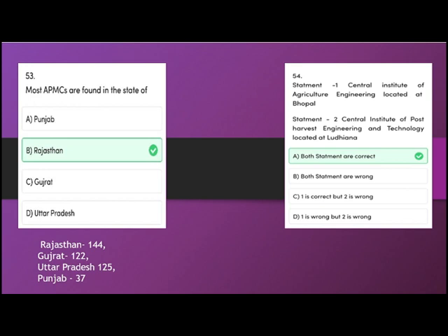Now come to the 54th question. Statement type. Statement 1: Central Institute of Agricultural Engineering is located at Bhopal. Statement 2: The Central Institute of Post-Harvest Engineering and Technology is located at Ludhiana. And the answer is both statements are correct.